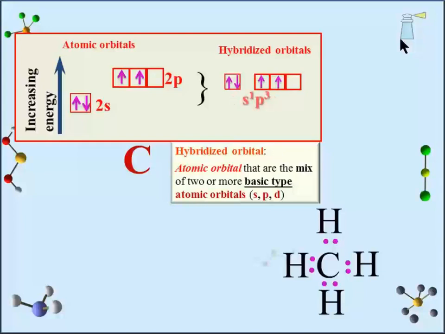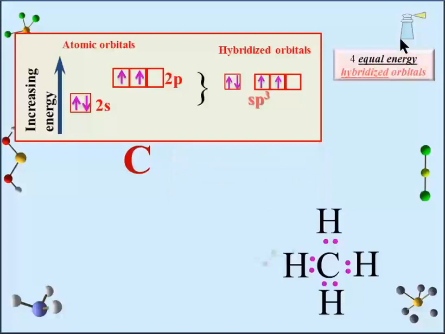The new orbitals are no longer considered s or p orbitals, but a set of 4 s1p3 orbitals. We see that the new name combines the type and number of original orbitals. And as we've seen before, by convention, the number 1 is dropped. It is implied to be there. These are 4 equal energy sp3 hybridized orbitals.